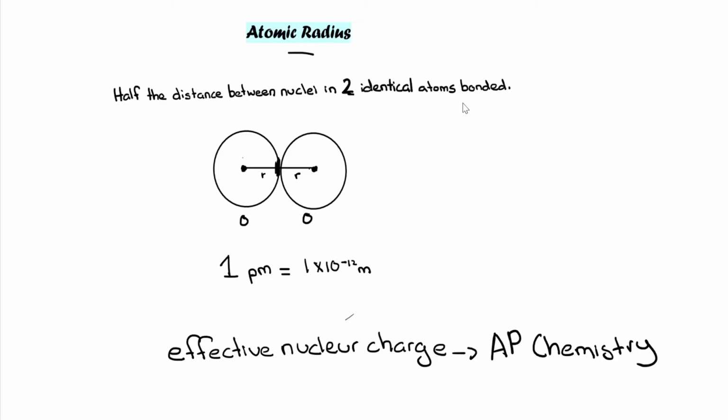But let's get into this video, and start off with a definition. So atomic radius can be defined as half the distance between nuclei in two identical atoms bonded together.